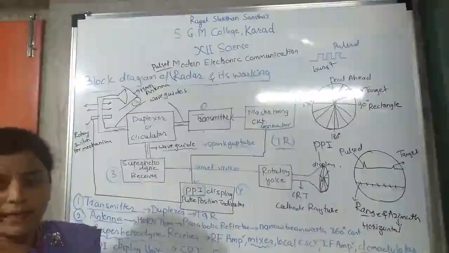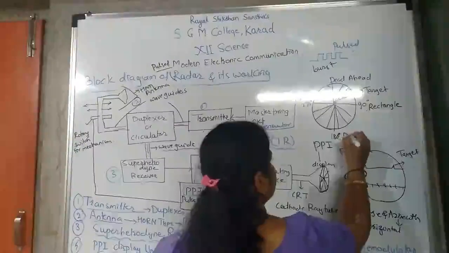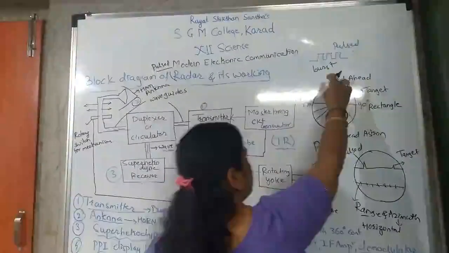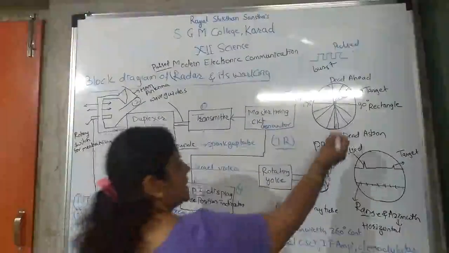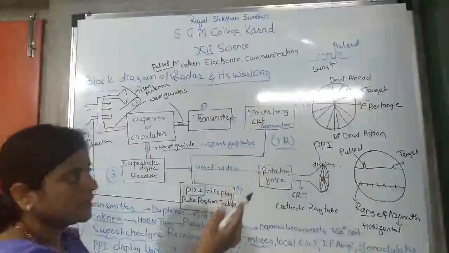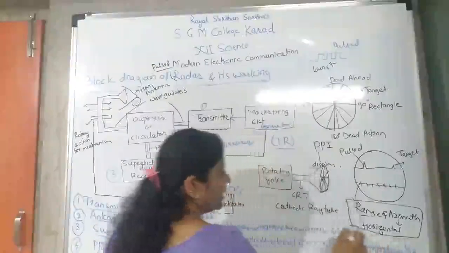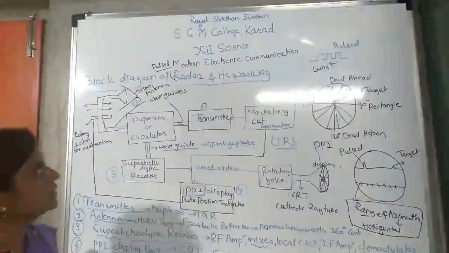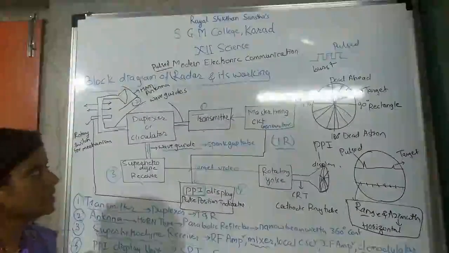It has dead ahead and dead astern. Here we can write dead astern. For the upper side it is dead ahead, for the lower side it is dead astern. This is a 90-degree angle and the target is placed there. This display is mainly used for measuring the range and its azimuth. So this display is used in the radar system. All of you understand this?